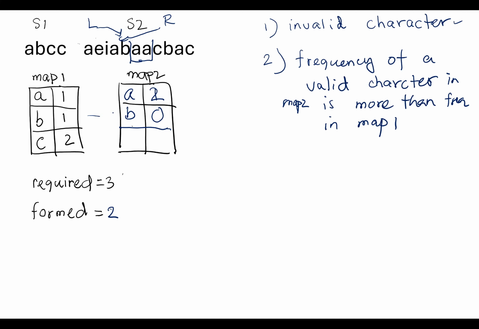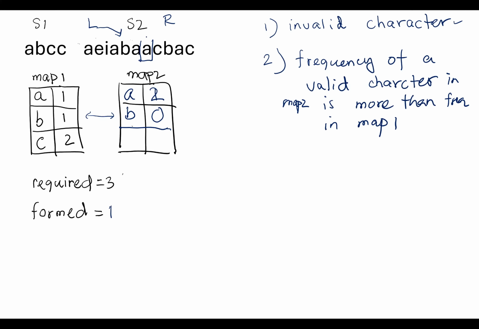And as soon as you do that, you see that there's a mismatch. So a mismatch is happening, so formed is reduced by 1, okay? And still you see that the window is not valid, right? Because the frequency of A is still bigger than the frequency of A in map 1, right? Okay, so what we have to do is we have to further change the left pointer.